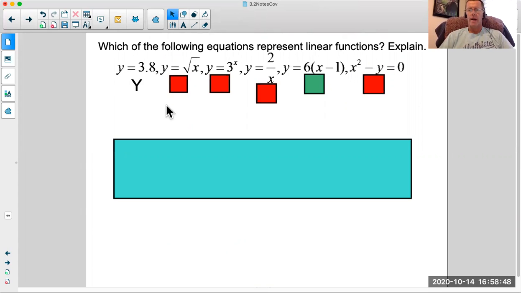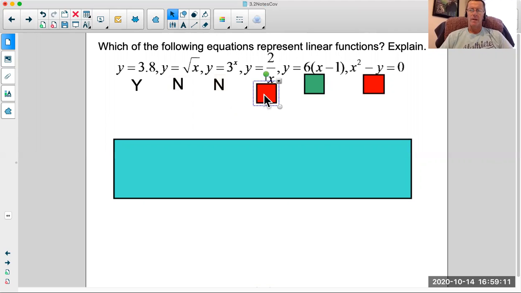Okay, what about y equals the square root of x? No, we don't want square root of x. We want an x, right? You might be saying, well, what if I squared both sides? Well, then you would have an x, but you'd have y squared, and that's not the form. It's y equals mx plus b. So the answer is no. This one, an exponent with a variable? No, come on, give me a break.